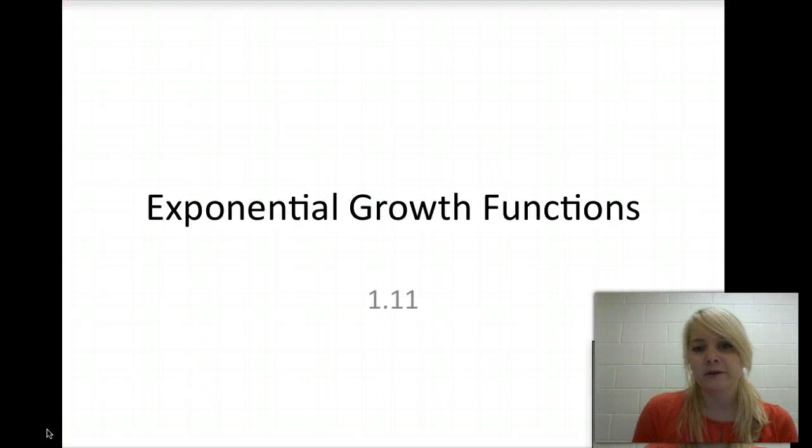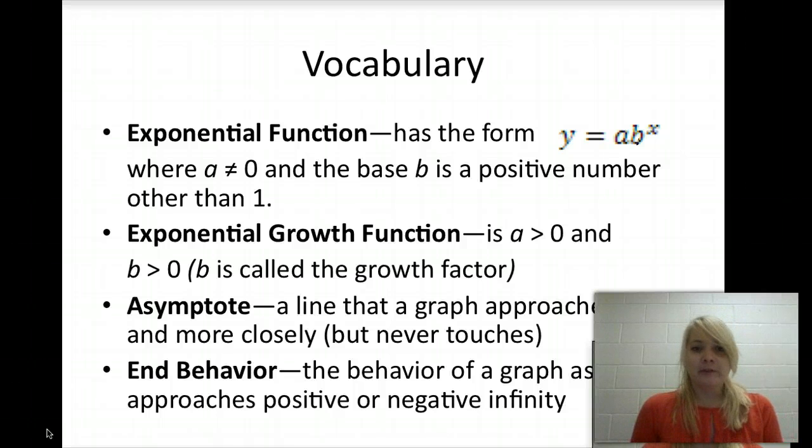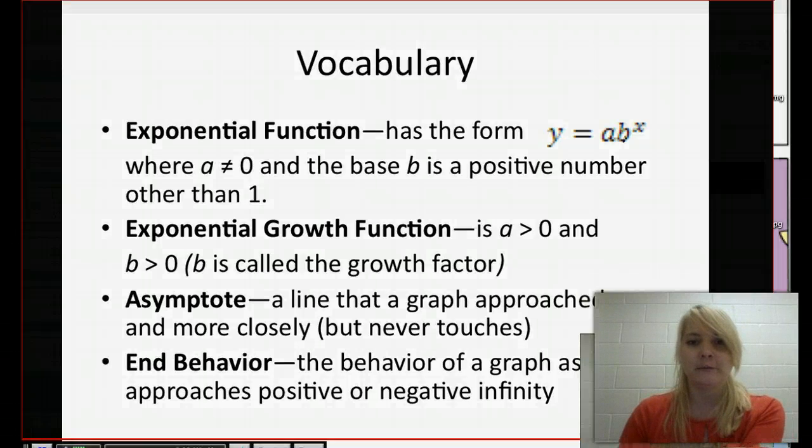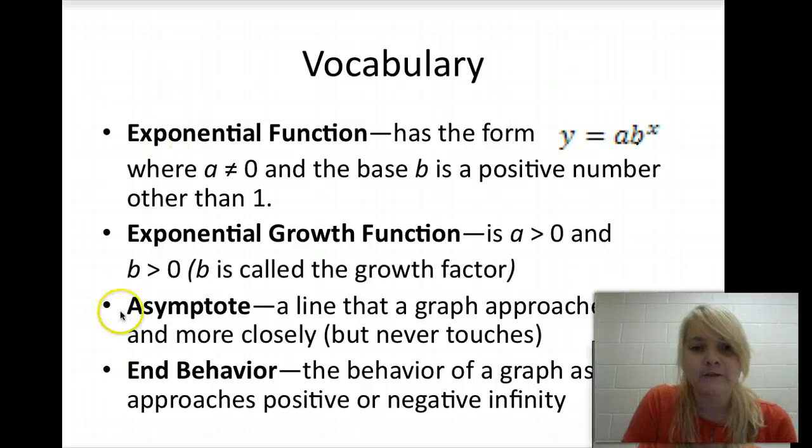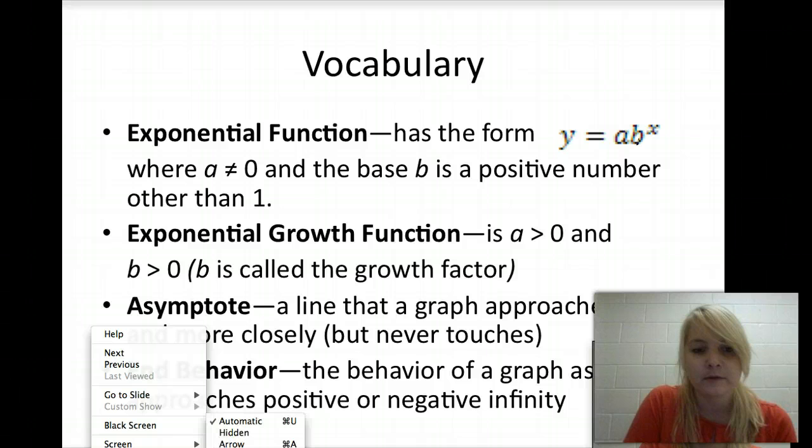All right, we're going to take a look at exponential growth functions today. First, our vocabulary: we are looking at exponential function. It is a function that has the form y equals a times b to the power of x.